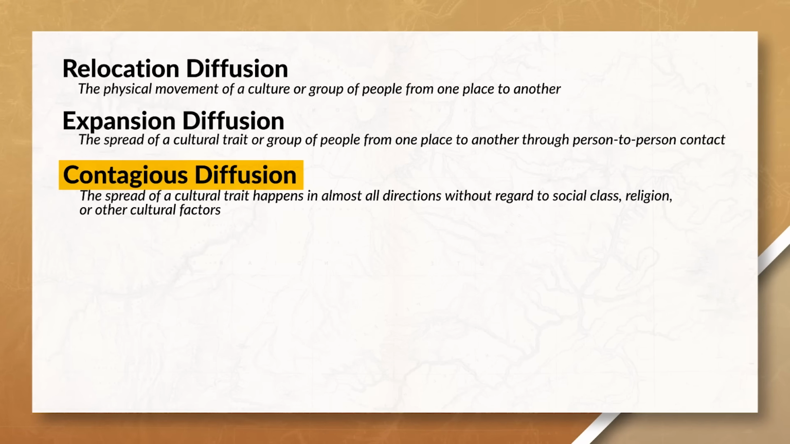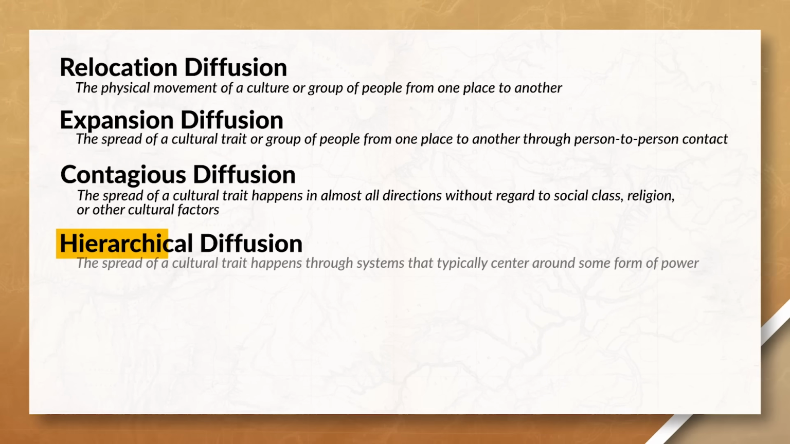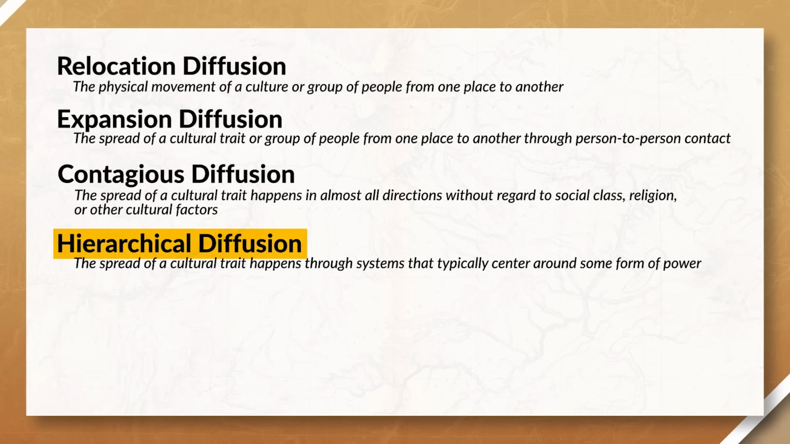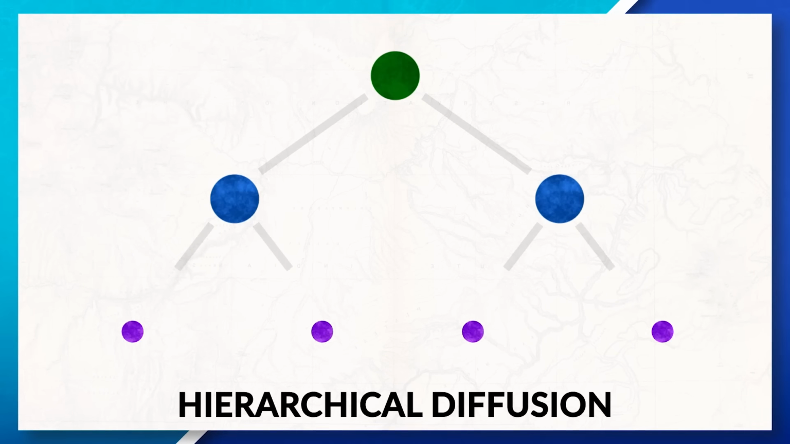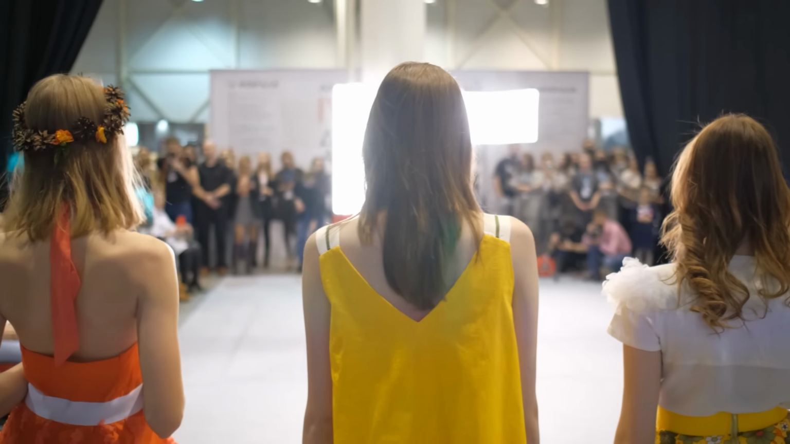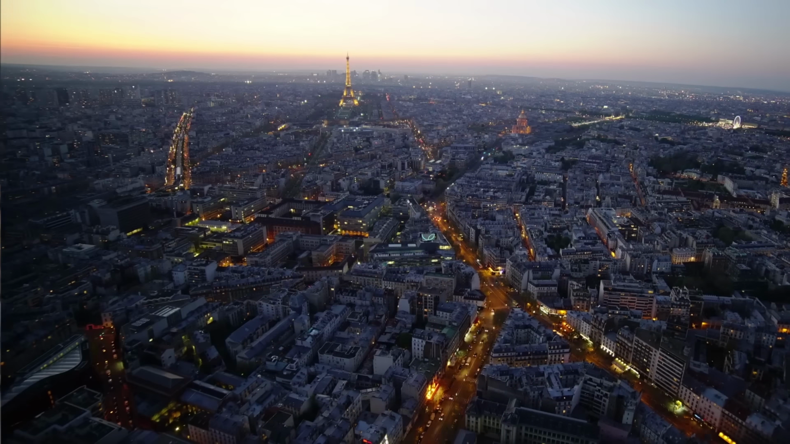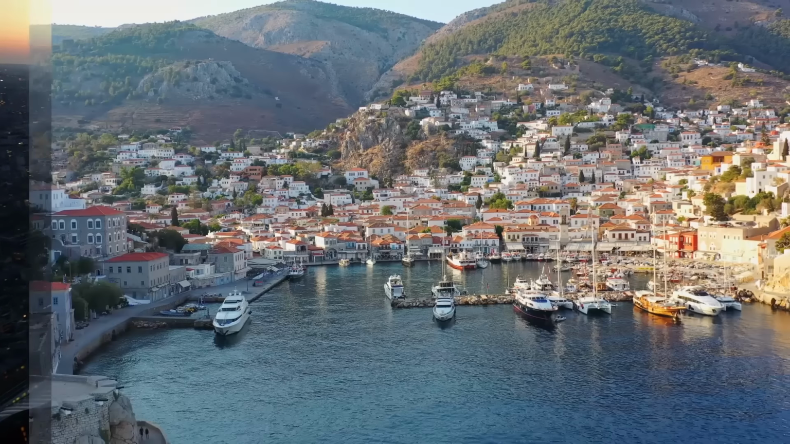The next type of expansion diffusion is hierarchical diffusion, which happens through systems that typically center around some form of power. This can occur through a top-down approach, such as when fashion trends originate in global cities and then diffuse to other major urban areas before reaching smaller settlements.